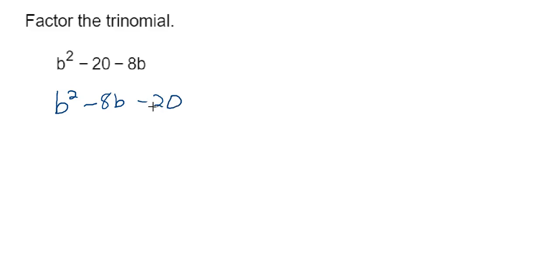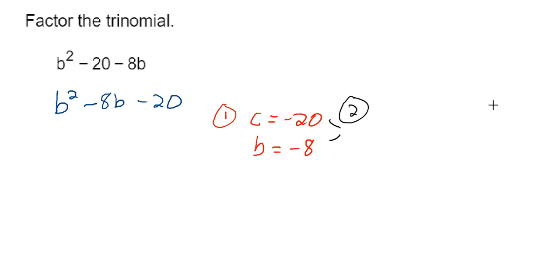So it's in order from highest to lowest power. Then we'll jump into step 1. C in this case is negative 20 and b is negative 8. So we need two numbers that multiply to negative 20 but add up to negative 8.